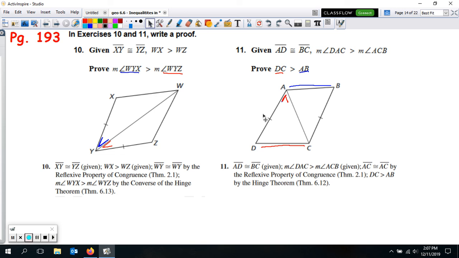So now that we have two sides of one triangle congruent to two sides of another triangle, we can now use this Hinge theorem, especially since DC is definitely greater, so we can prove that because of what's given to us. And then we can just say the proved part: DC is greater than AB by the Hinge theorem. Alright, so make sure you've written down those two little paragraph proofs. That's what we call it, a paragraph proof, not a two-column proof.